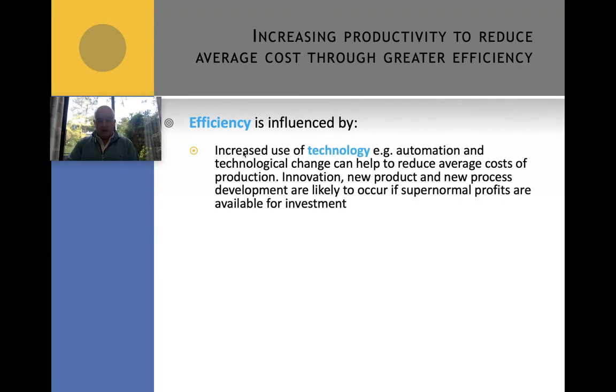Using technology is clearly going to have a fundamental effect. So if we're talking about automation or technological change, that is going to help to reduce our average costs of production. And also, if we're being innovative, coming up with new products and new process development based on the use of that technology, that might well mean that we are going to achieve high levels of profit, and in some cases we might choose to use that profit to invest in differentiating our products further in order that more people are going to want to buy our products and services.